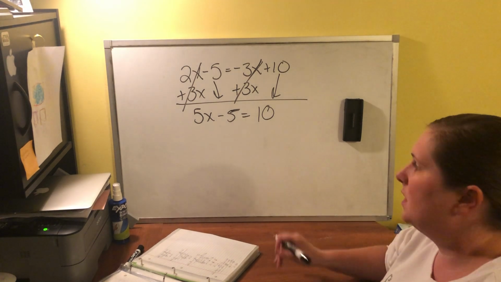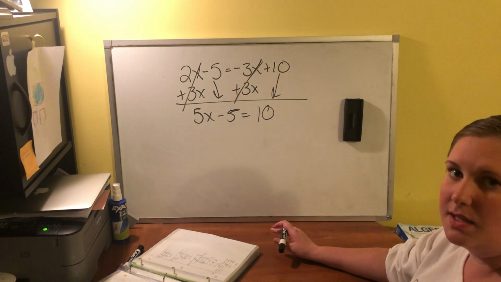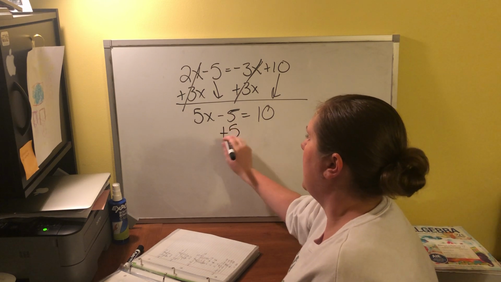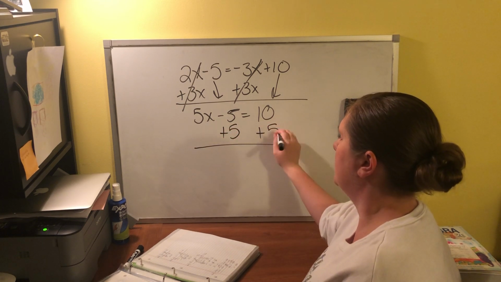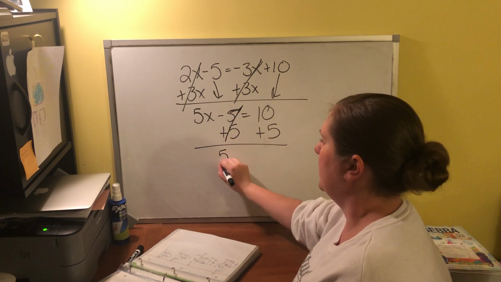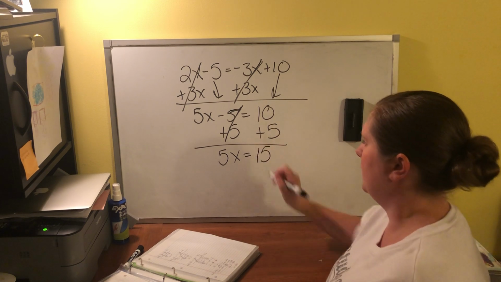Now I need to move the negative 5 over to the right-hand side with the 10 so that that x is isolated, that it's by itself on the left-hand side. This is a negative 5, so we're going to add 5 to both sides. So negative 5 plus 5 cancels. I'm going to bring down our 5x equals 10 plus 5 is 15.